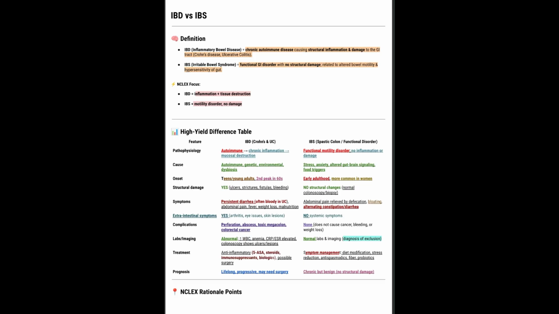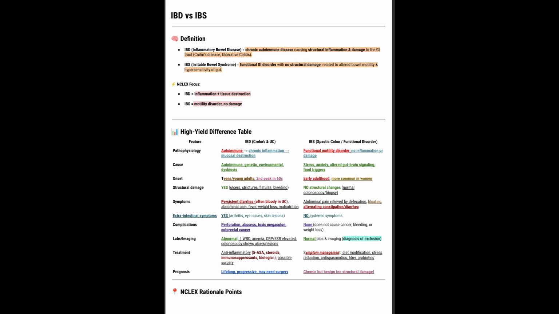In symptoms, there is persistent bloody diarrhea, fever, weight loss, and malnutrition in IBD. In IBS, there is pain which is relieved after stool, bloating, constipation, or diarrhea. You can remember that IBS pain improves after the bowel movement. Meaning after the traffic is resolved, the pain will disappear. But in IBD, pain will persist.